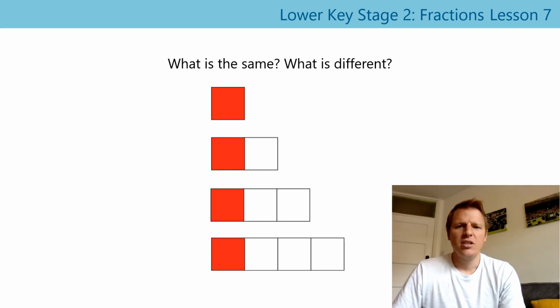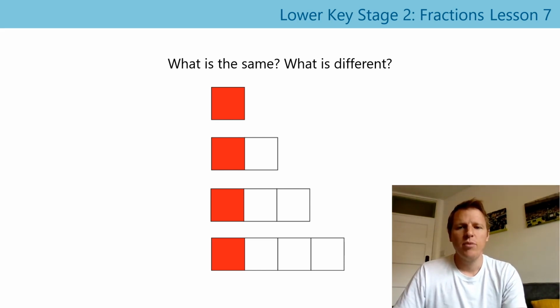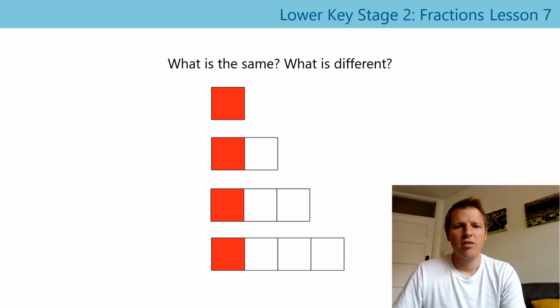In the second image, has our whole got larger or smaller? Our whole has got larger, hasn't it? Now there are 2 squares which make up our whole. One of them is red and one of the parts is white. In our third image, has the whole got larger again, or has it got smaller? It's got larger, hasn't it? How many parts are there that make up our whole now? Did you say 3? That's right, if you did. There's 1, 2, 3 squares which make up our whole.